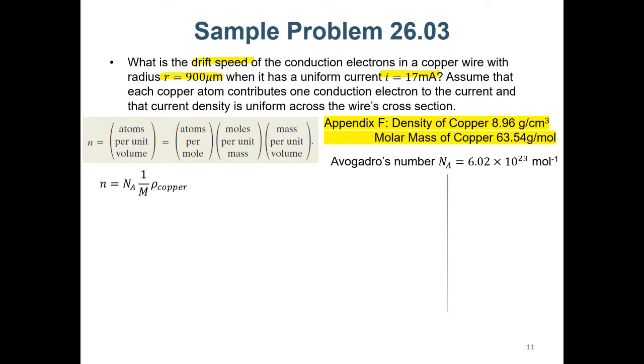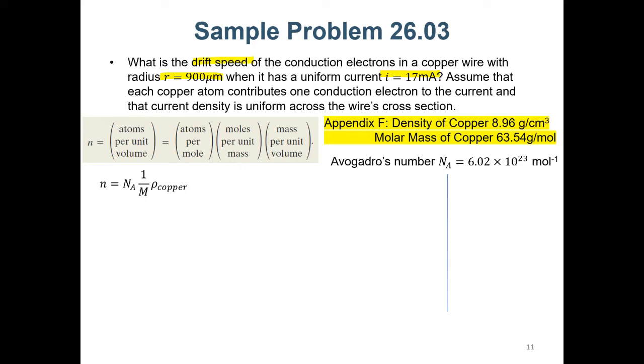So actually, we need some constants from Appendix F. This is the density of copper, which is 8.96 gram per centimeter cube, and the molar mass of copper is 63.54 gram per mole, and this is the Avogadro number. And actually, you have learned it in high school chemistry class.